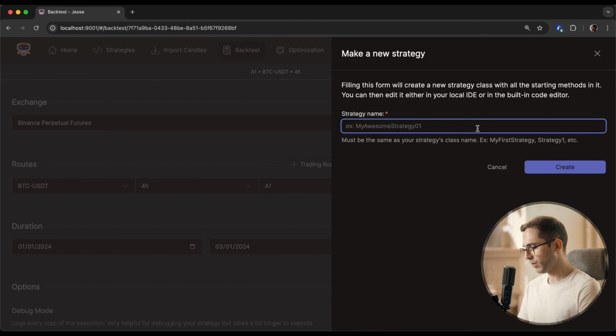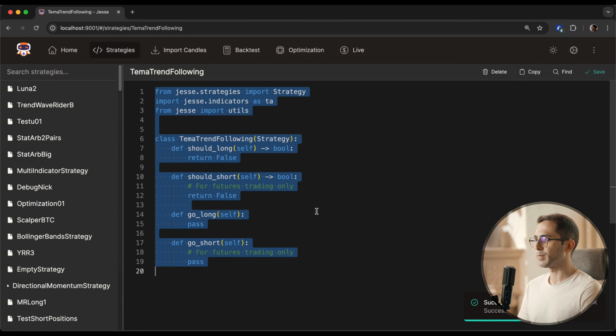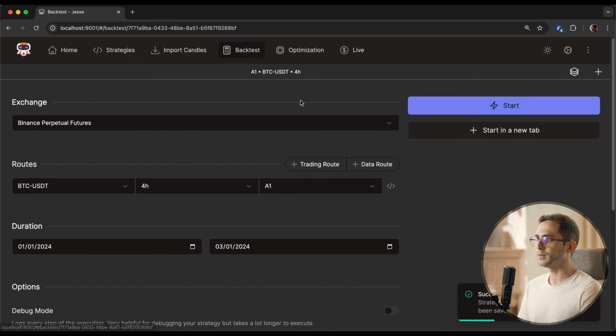So let's go up here and copy the whole thing, go to Jesse's dashboard and create a new strategy. I'm going to call it TEMA trend following. Let's paste the whole thing here. Go to backtesting page. The exchange is Binance Perpetual Futures. The route BTC USDT is correct.